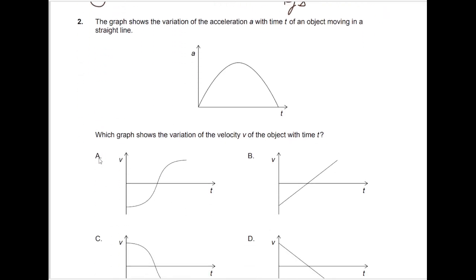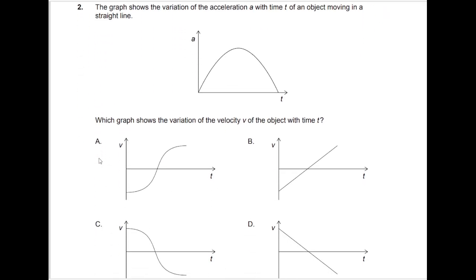Moving to question number 2. The graph shows the variation of the acceleration A with time t of an object moving in a straight line. So this is our graph given for acceleration and time. So we know that the gradient of a VT graph, that is the velocity time graph, gives us acceleration.